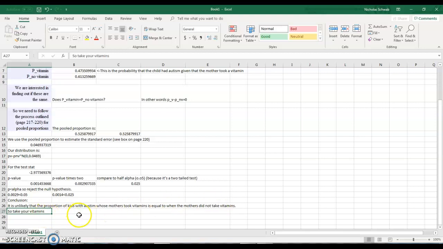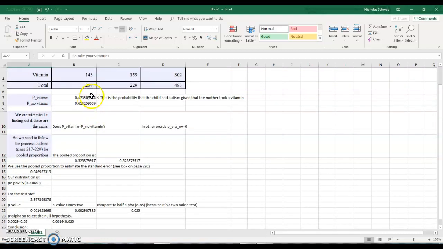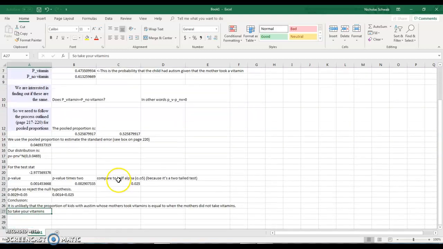So we look at which one is less, and it turns out the proportion of people who took vitamins was this number, which is smaller than the people who didn't take vitamins, right? And their kids got autism. So we should conclude that you should probably take your prenatal vitamins so your kids don't have autism. Although, you know, that would be our conclusion.